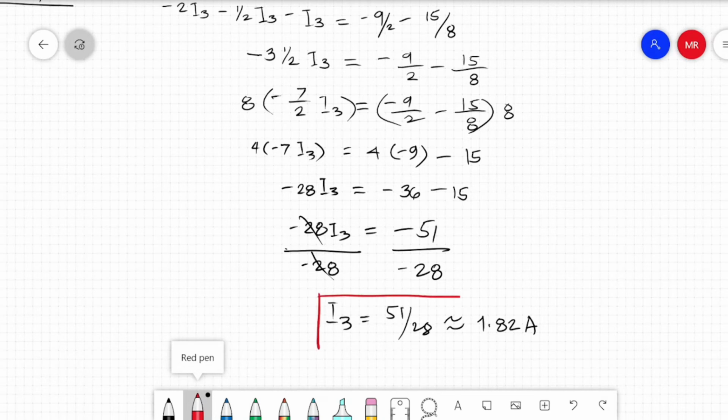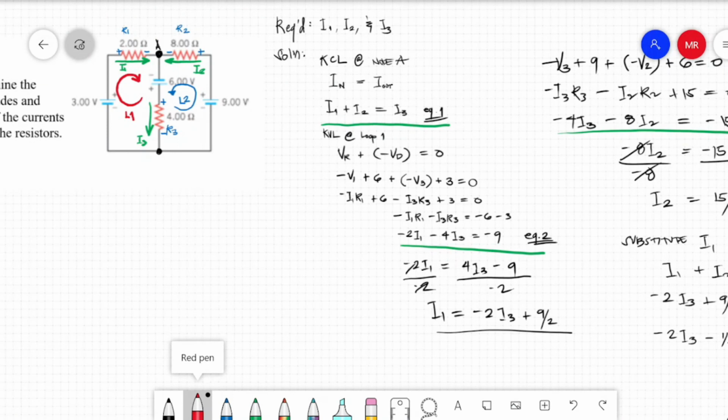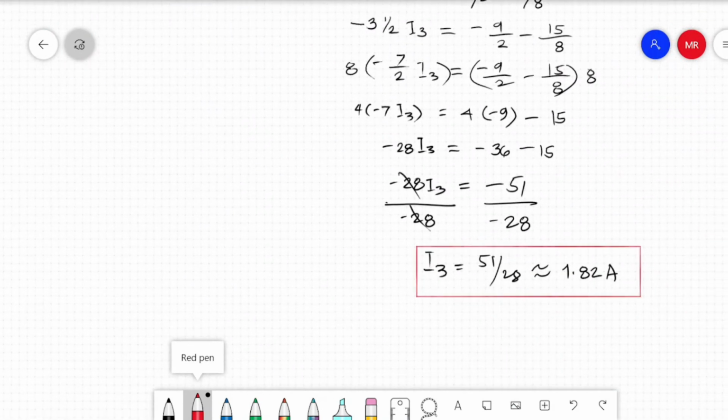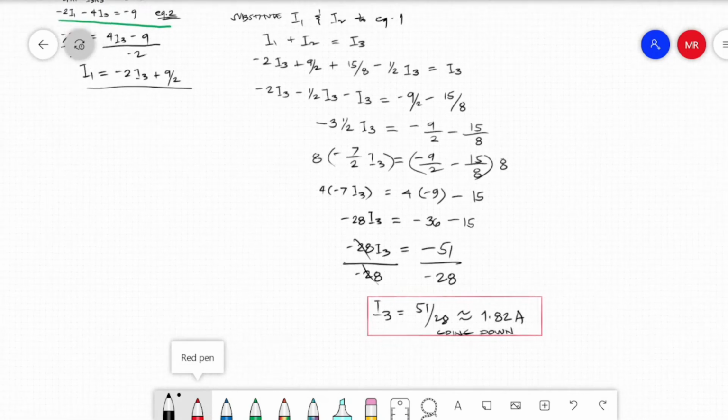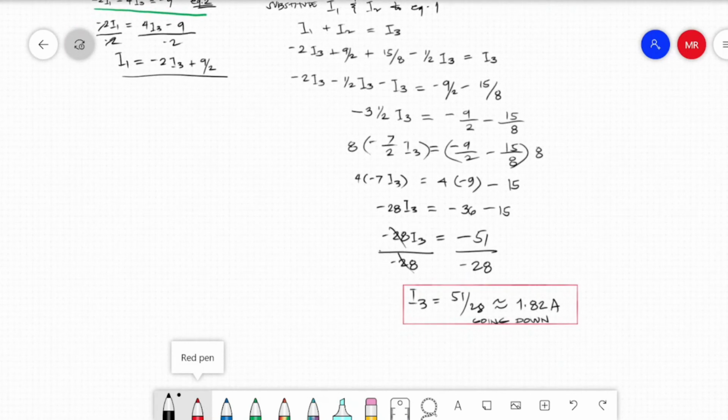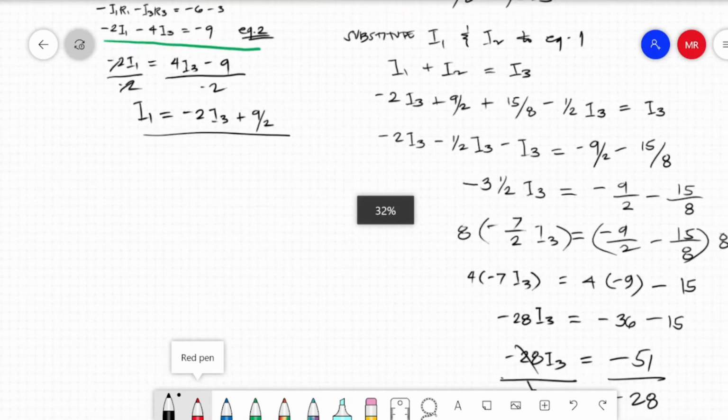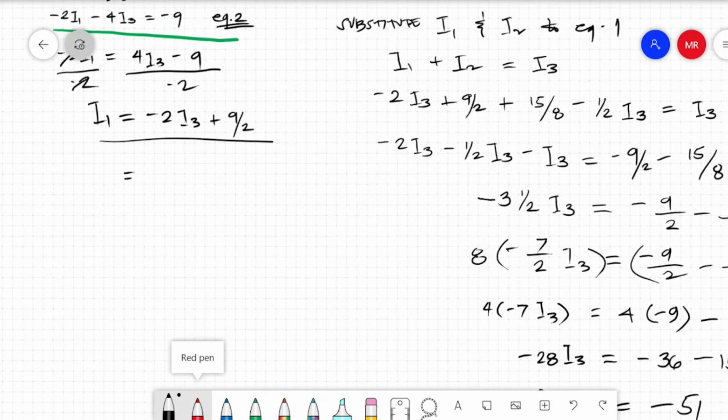So the direction for I3 is going down. For I1 and I2, we just have to substitute this value 51 over 28 into our equation for I1. So for example, for I1, this will be negative 2 times 51 over 28 plus 9 halves. Solve.